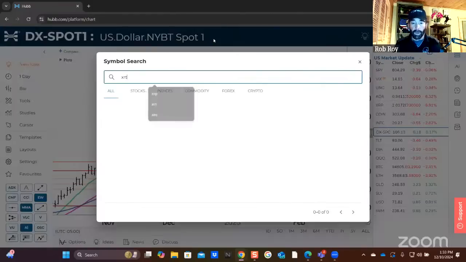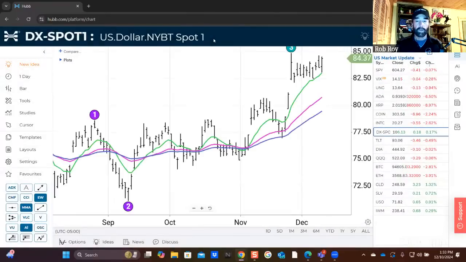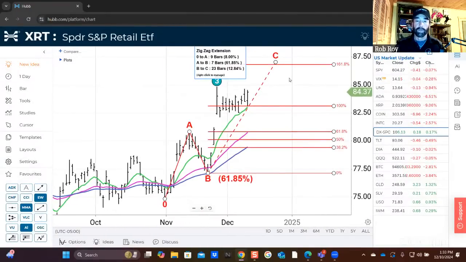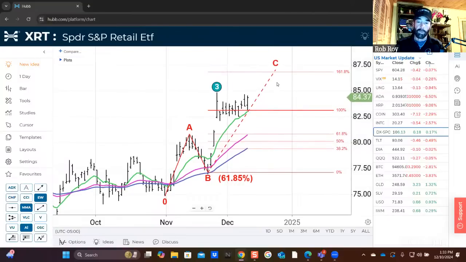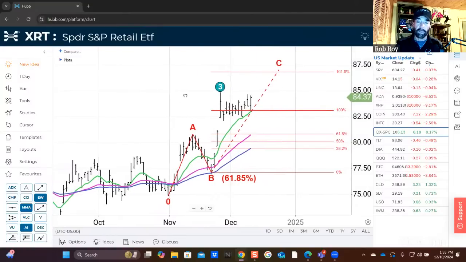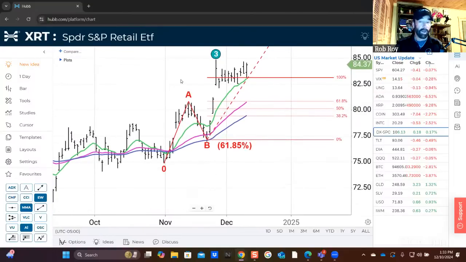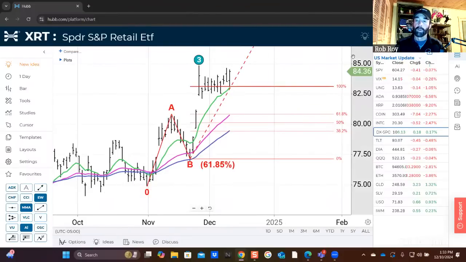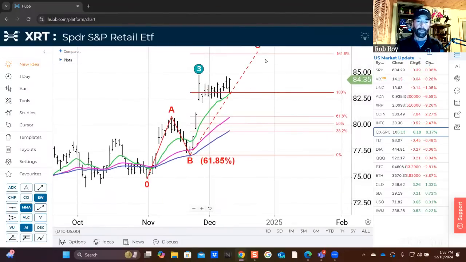So we have XRT, which we did 2 weeks ago, hanging in there really well, ticking up today. So making a bit of a movement to the upside today. So far, so good there. We had it going to 86, so it's at 84.37, little further to go, but nice movement to the upside today on that. So patience rewarded there.